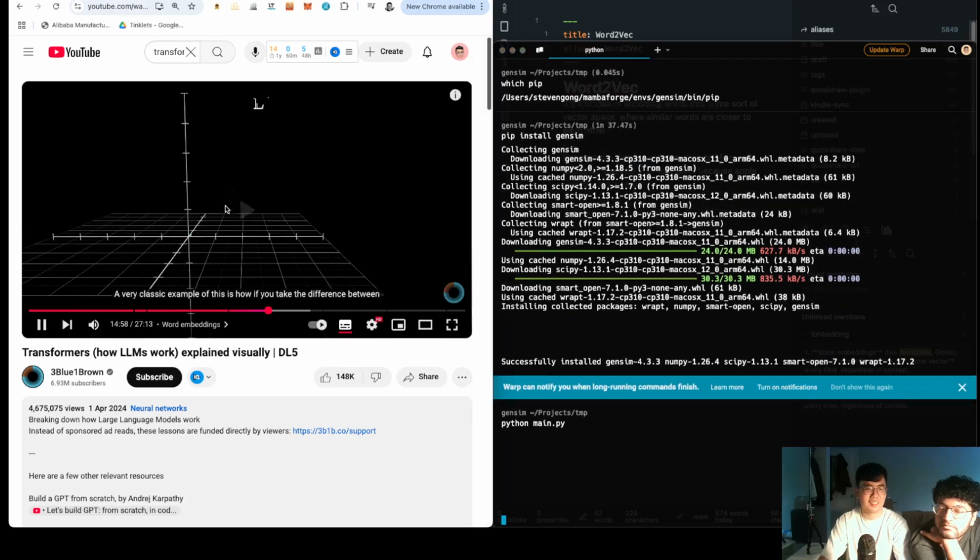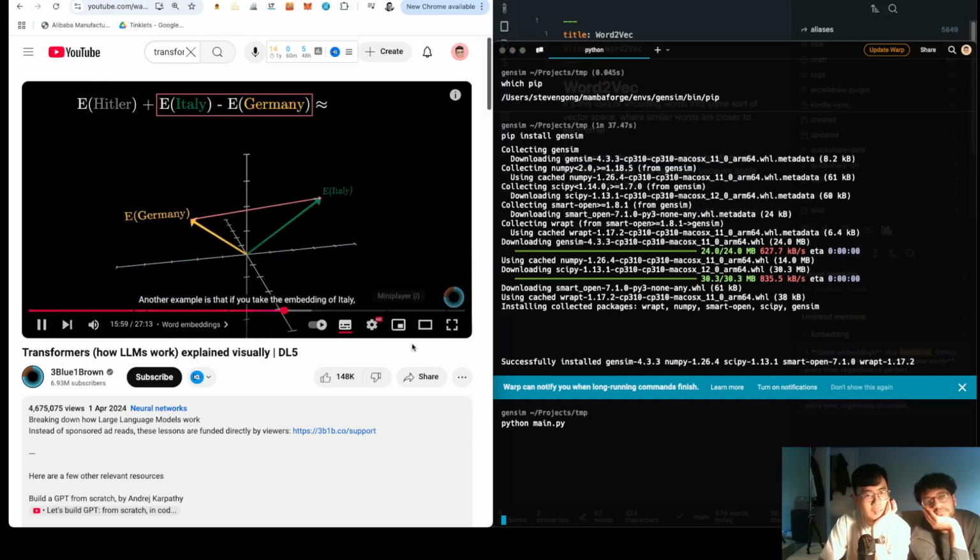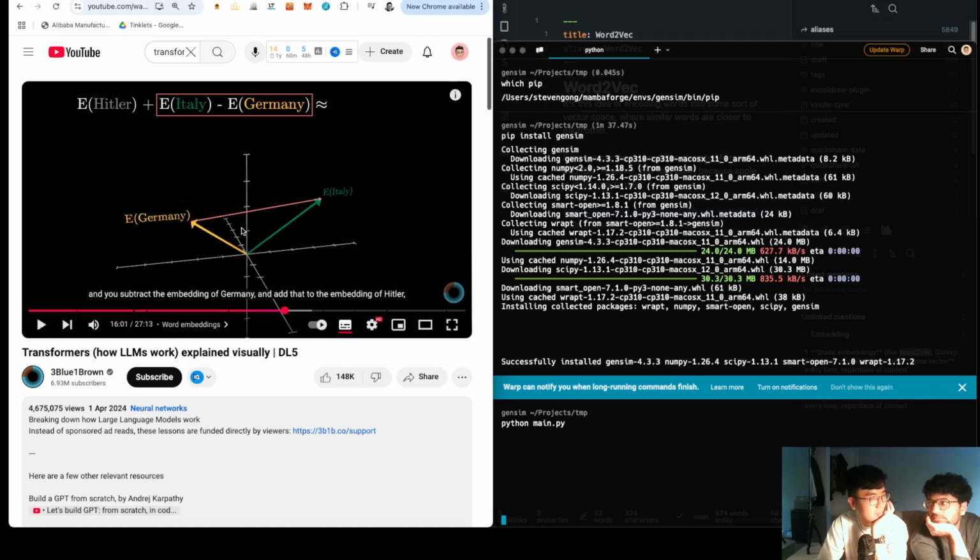Okay, so a very classic one, especially for the next chapter, is how the dot product of two vectors measures their similarity. Is that what he's going to say? Probably, yeah. Why? Because the dot product tells you if two things are parallel as well, right? Yeah, if they're parallel. So the smaller the value, the closer? Right, but how does that... Yeah, because if they're orthogonal, the dot product is 0. So it's actually the bigger the number, the closer.